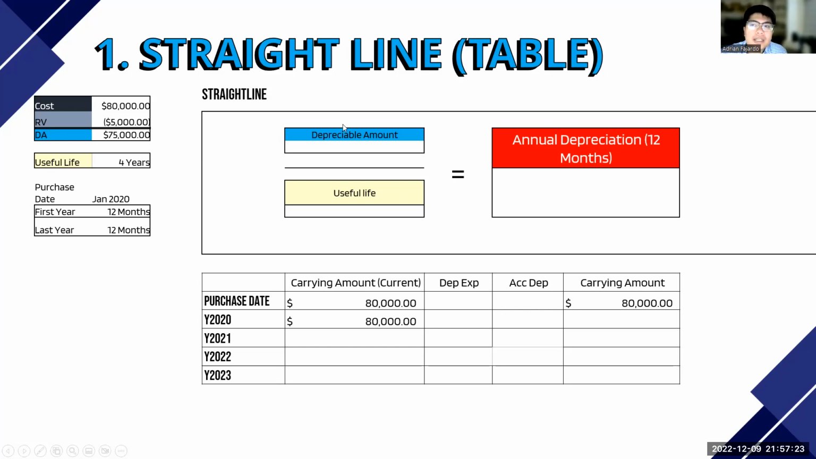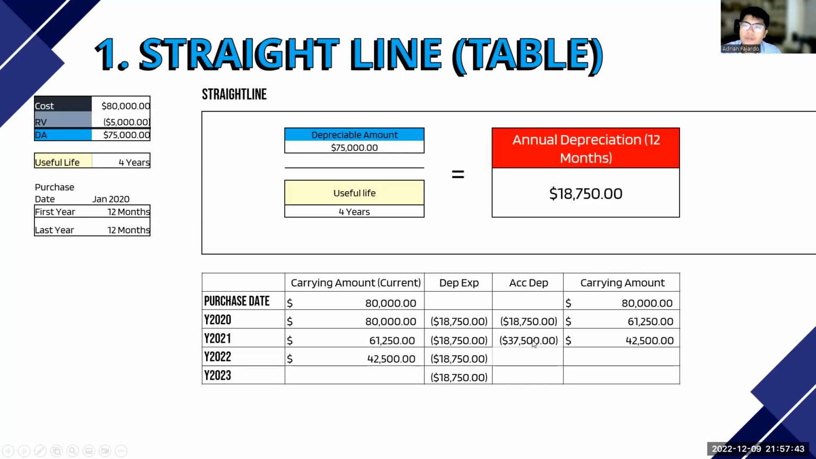So therefore, pag straight line, what are the things that you need to do? Get the depreciable amount, 75,000. Divide by useful life of 4 years. You get annual depreciation of 18,750. And then, ano yung expectation ko for this? Na pare-pareho lang yung depreciation expense for the next 4 years. And then I'll be able to solve, right? And then at the end, my act dep will be equal to your depreciable amount and your salvage value.